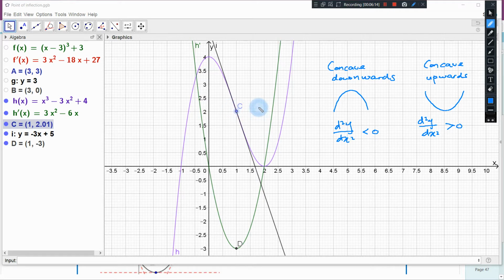But in this video, we are not focusing on this type of inflection point, because we are just focusing on stationary point. This is not a stationary point because its dy dx is not equal to 0. Okay, now let's go back to our note.